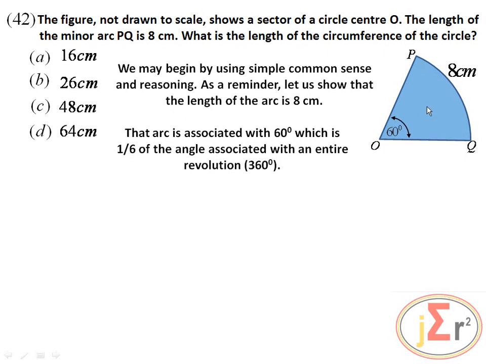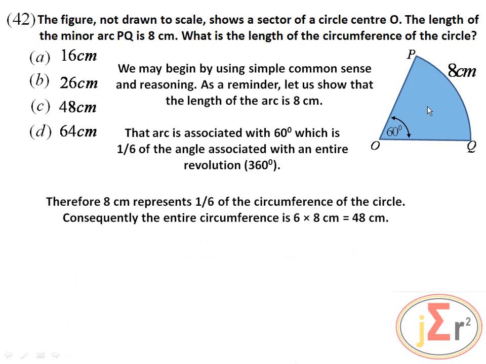If this is 1/6, what do we know? Therefore, 8 centimeters represents 1/6 of the entire circumference of the circle. Consequently, the entire circumference is 6 multiplied by 8 centimeters, which is equal to 48 centimeters. The correct answer is option C.